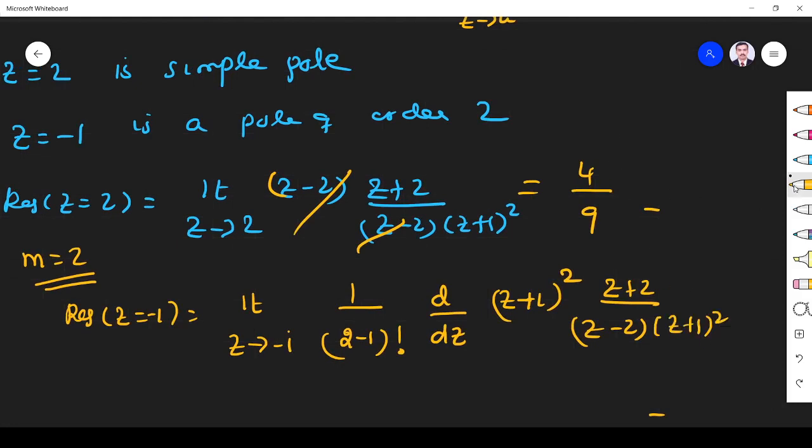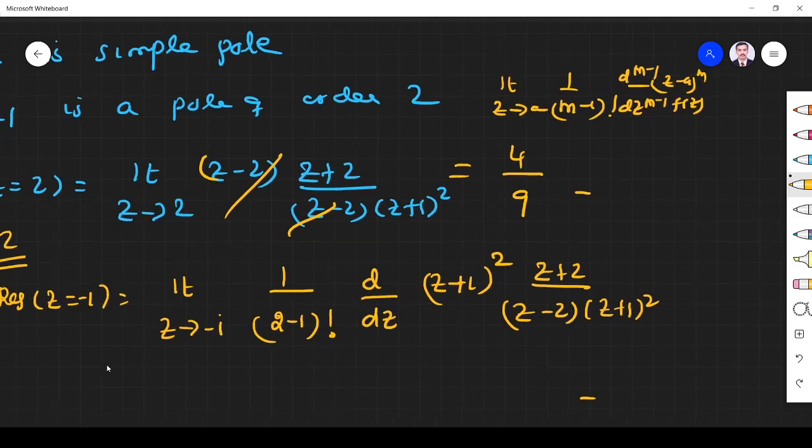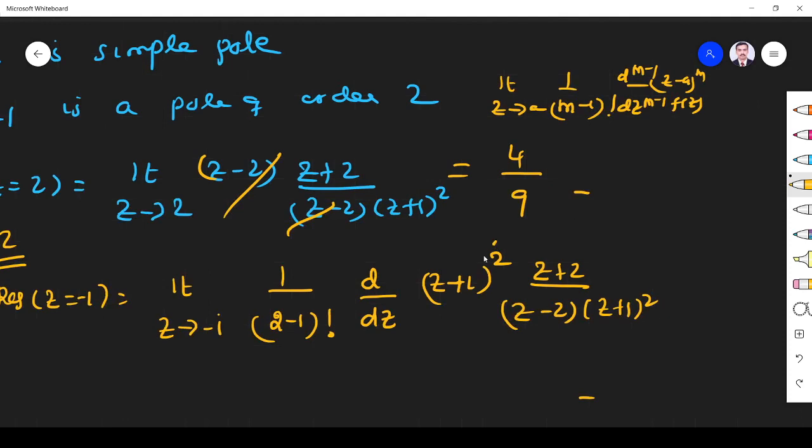What is the formula? The formula to find the residue at a pole of order m is: z tends to a, a is minus 1, 1 by (m minus 1) factorial, m is 2, d power m minus 1 by dz power m minus 1, (z minus a) whole power m into f of z. That's what I have done, right? So these two factors will be cancelling.